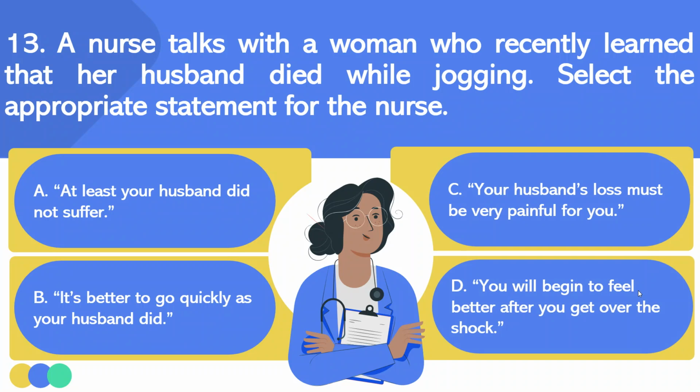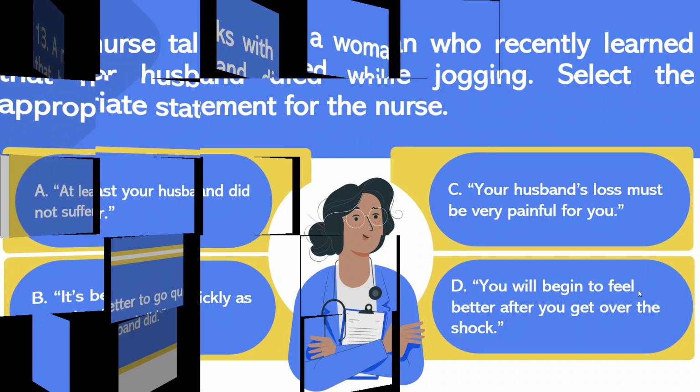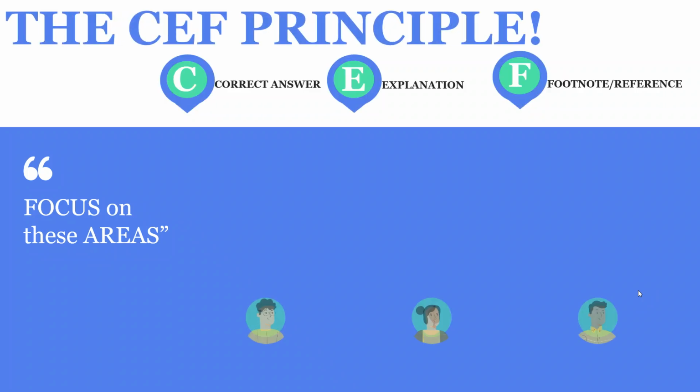Of course, we know that the most helpful response in this specific situation is to validate the bereaved person's experience of loss. So, as much as possible, you have to provide the patient with a broad opening. So, the best answer for number 13 is letter C. Letter D is actually false reassurance, and letters A and B have the same thought: did not suffer and quickly have the same meaning. So, eliminate those. So, the answer here is letter C.